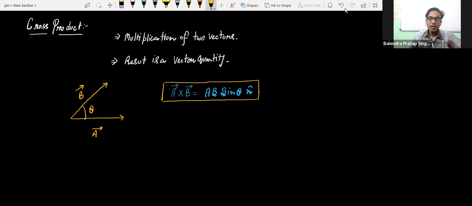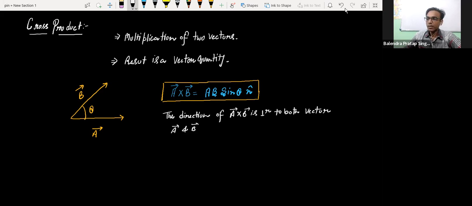And here the direction of A cross B is perpendicular to both vector A and vector B. So that is basically the definition of the cross product of two vectors.